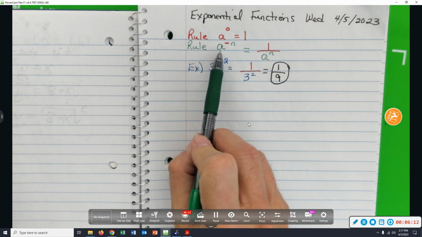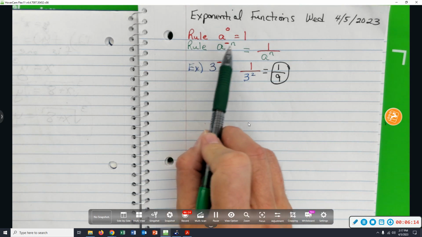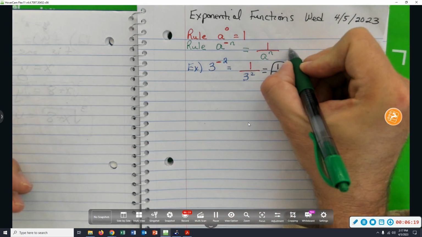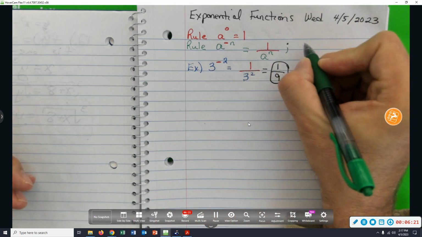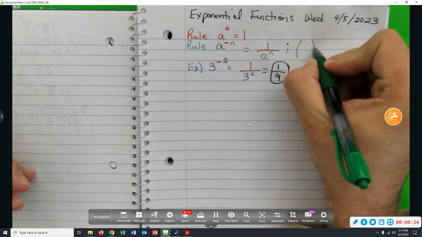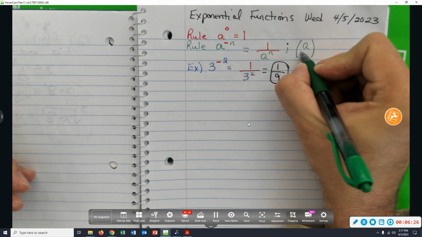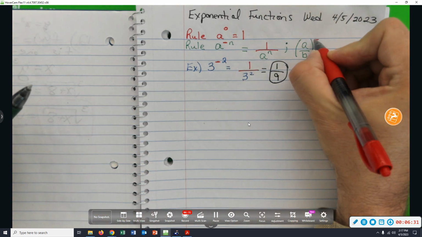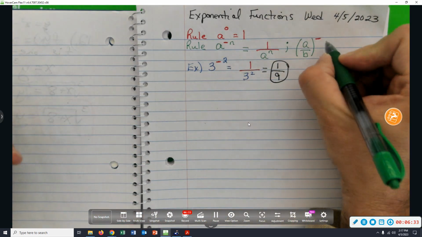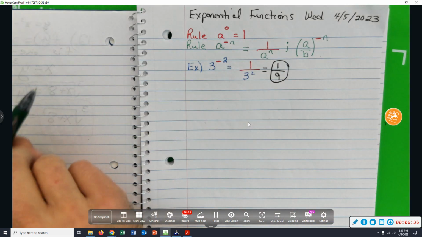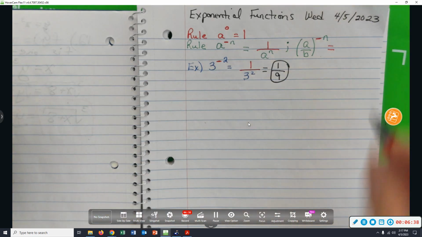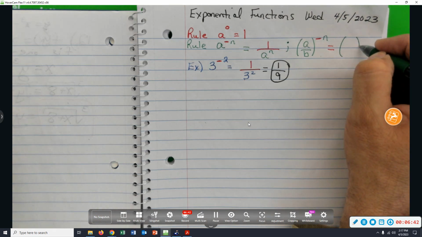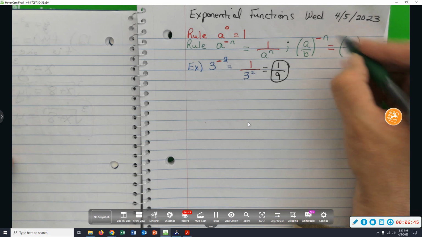Now, this green rule we use for a number to a negative power. There's another rule about negative exponents that I'm writing right here, and it's how you'll raise a fraction to a negative power. If you have a fraction raised to a negative power, instead of going 1 over, all you have to do is flip the fraction.